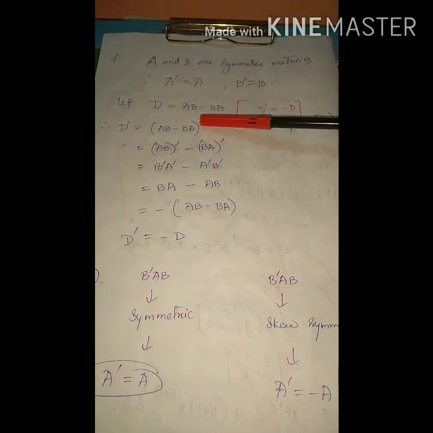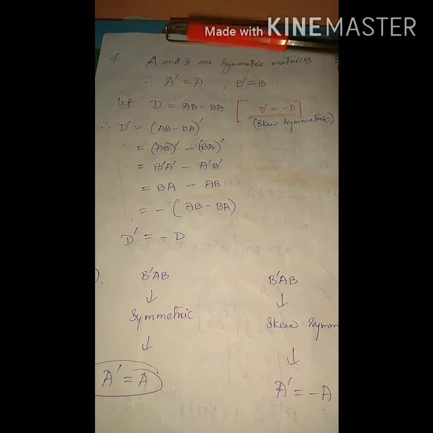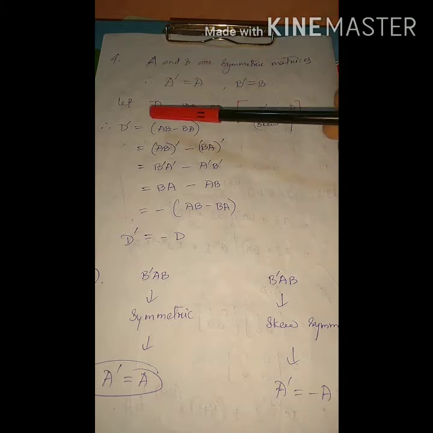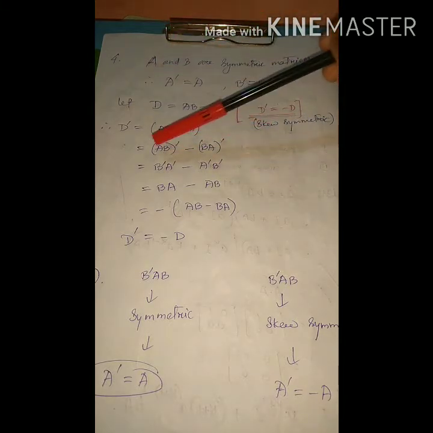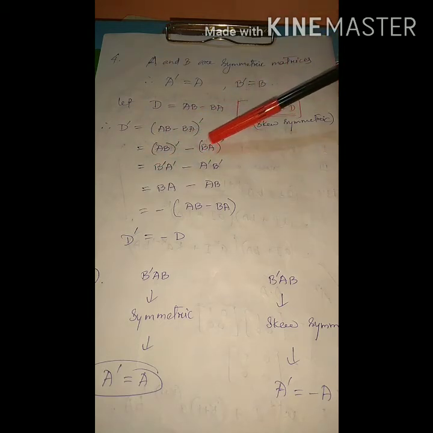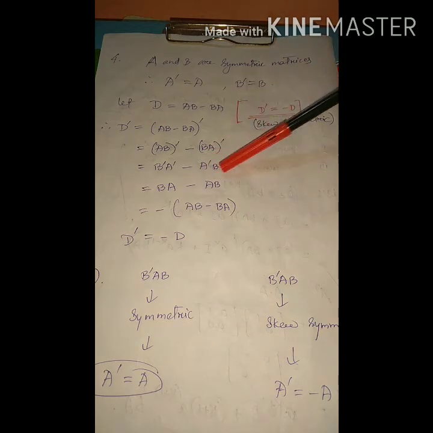Now first of all, we have to transpose this result. When we take the whole transpose, since we know the property (A minus B) transpose means A transpose minus B transpose, isn't it? With the help of this property we separate these two. And one more property we know: (AB) transpose means B transpose A transpose. Similarly (BA) transpose means A transpose B transpose. Is it clear? So we write these two.